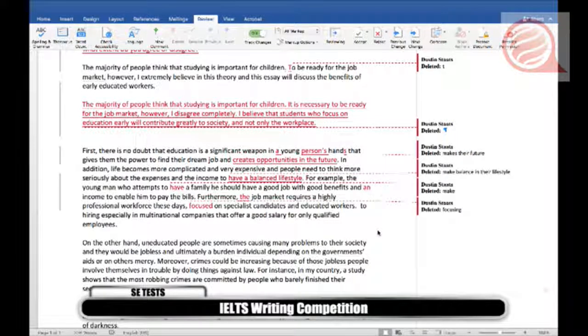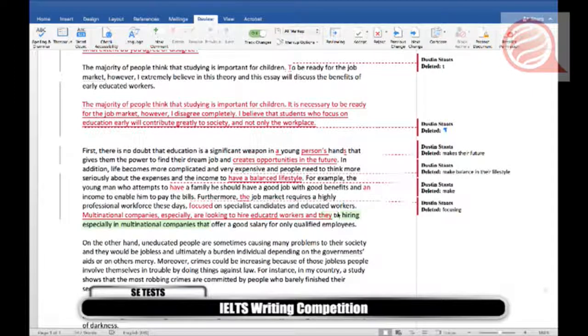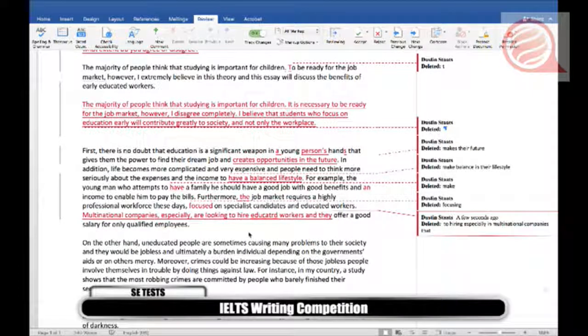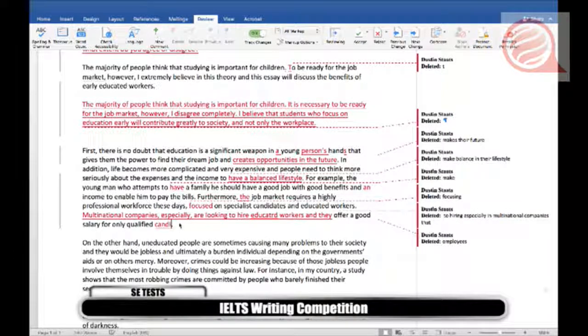And then this is actually a new idea, and the voice is passive, so we need to create an active sentence. So we would say multinational companies especially are looking to hire educated workers, and they offer a salary for only qualified candidates.